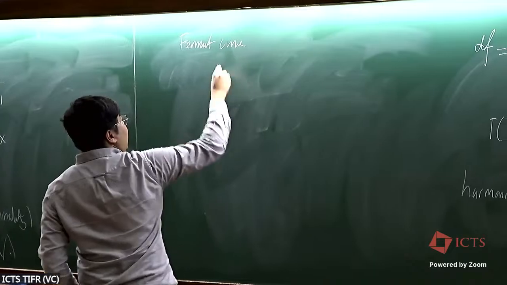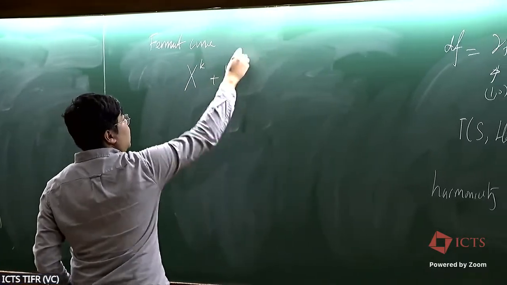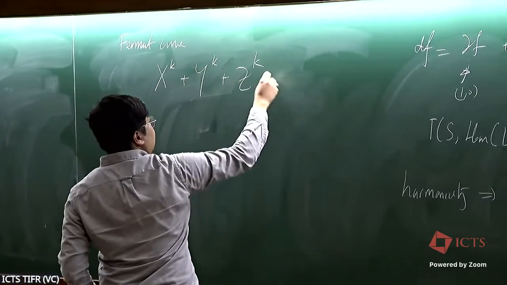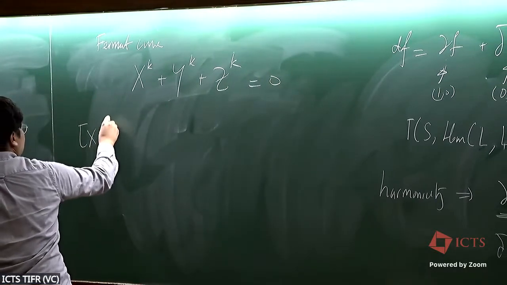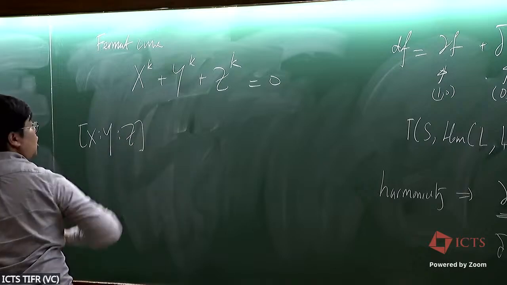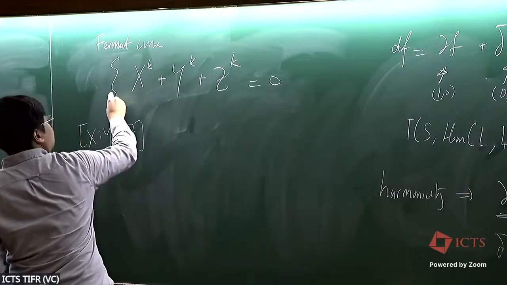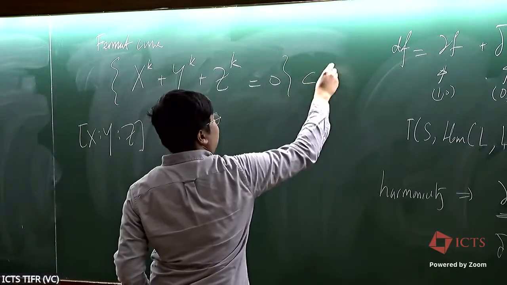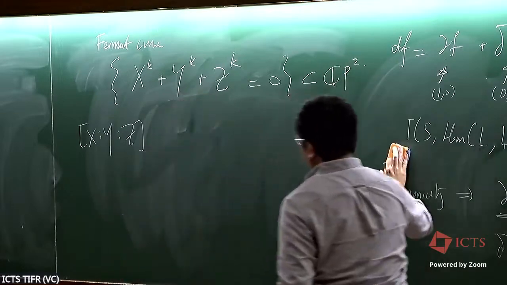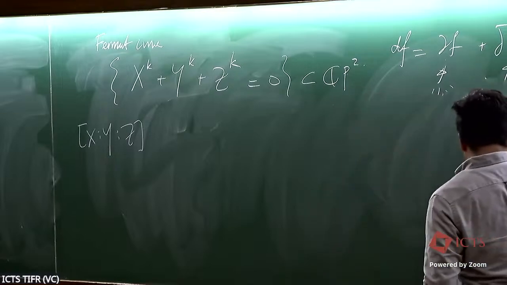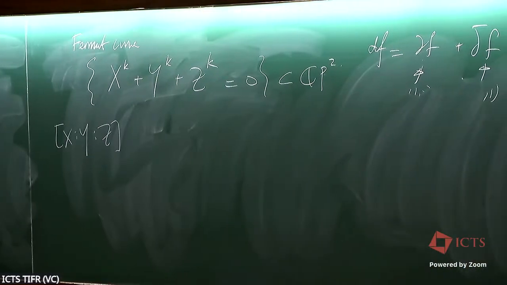This is just x to the k plus y to the k plus z to the k equal to 0. So you can see these are homogeneous coordinates living inside CP2. Okay, so this zero set lives inside CP2. Now, one thing that you'll notice is that this is holomorphic, right? This is holomorphic inside CP2.